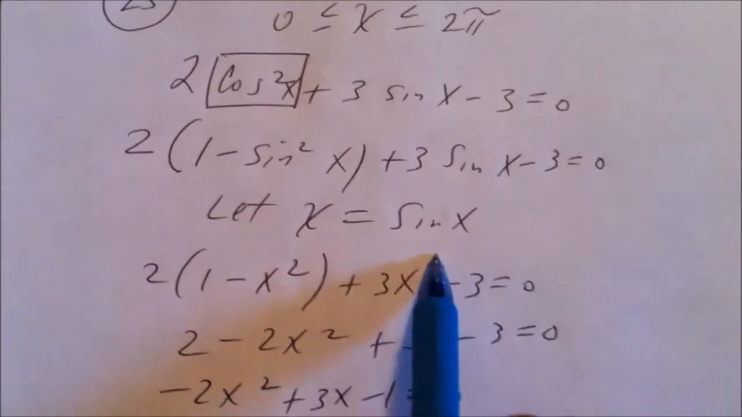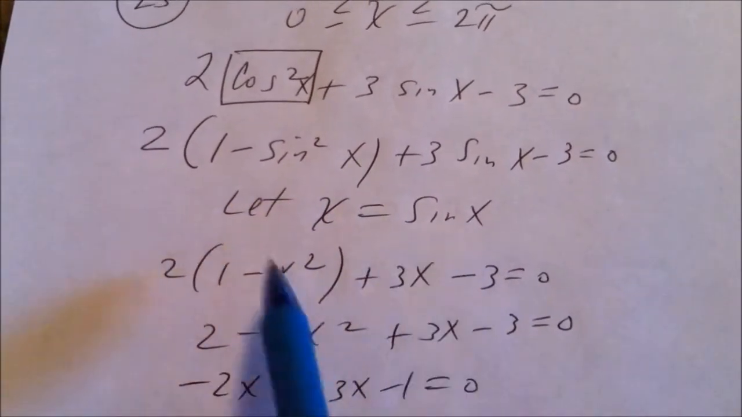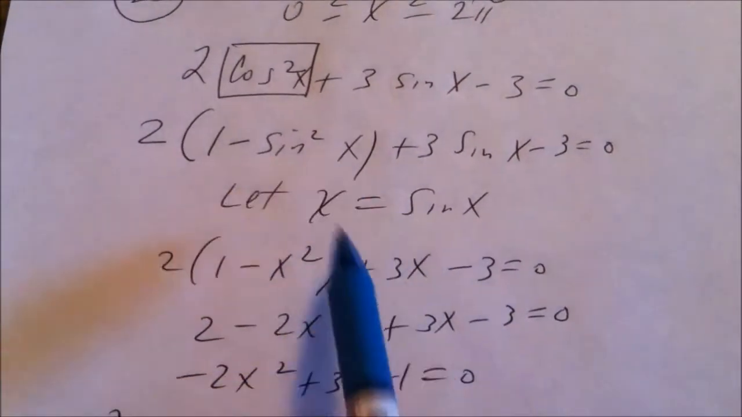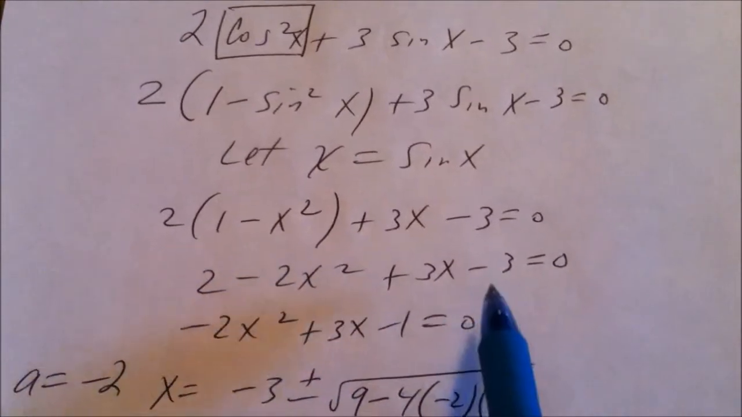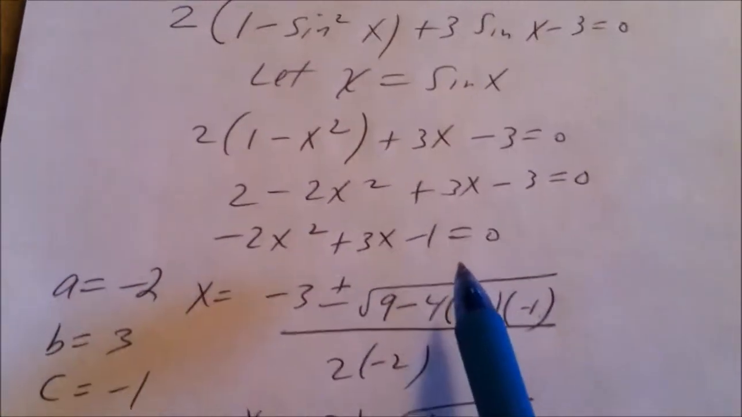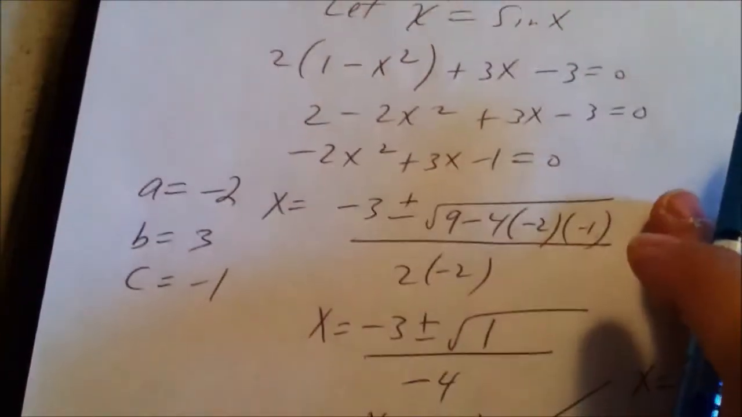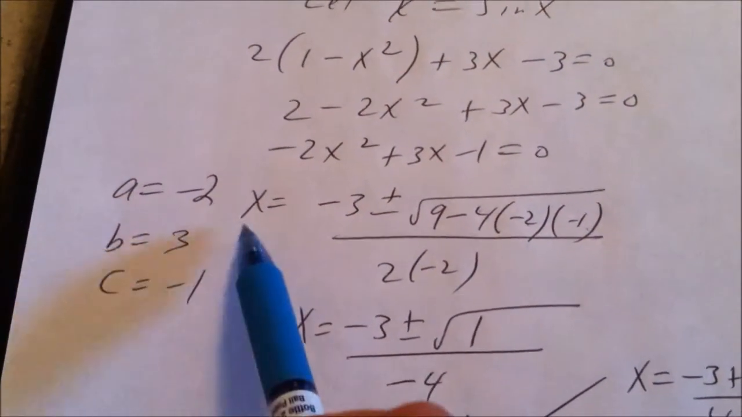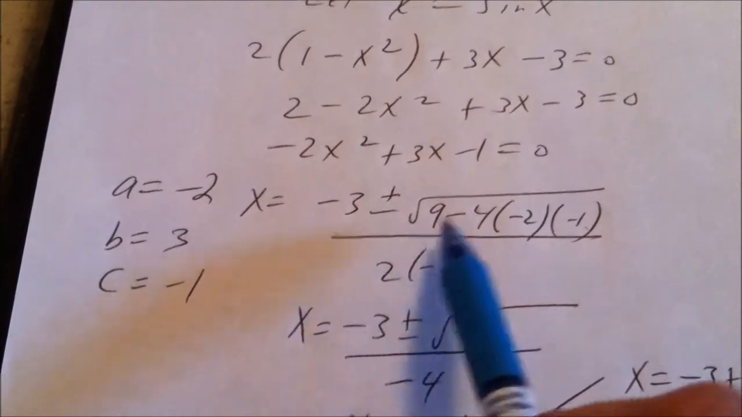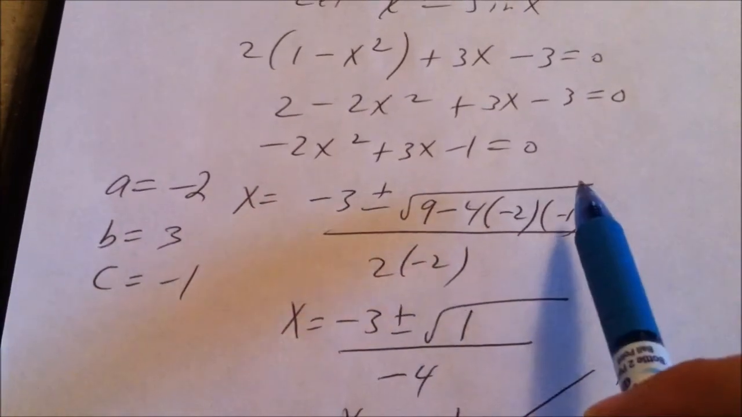Now, you could do the let statement if you like. I let x equal sine x, and I can make the sine squared x as x squared, etc. Distribute that 2, combine like terms, and set it equal to 0. These are my coefficients, my -2, my 3, and my -1. I put it into my quadratic formula.